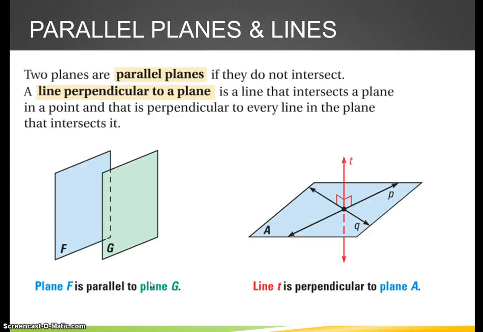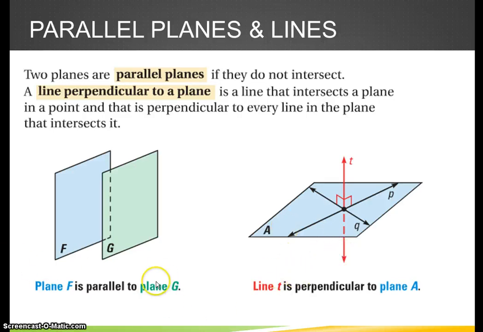Parallel lines and planes. Two planes are parallel planes if they do not intersect. A line perpendicular to a plane is a line that intersects a plane in a point and that is perpendicular to every line in the plane that intersects it.